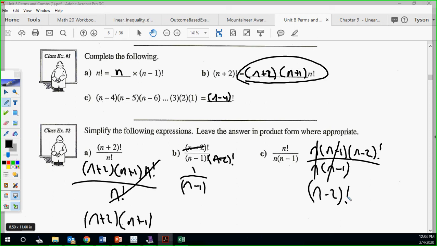And then to your question, if this had a factorial right here, then you could cancel it, but it wouldn't be 0, it would be 1. Okay, when you cancel, it's 1, not 0. Okay. Good.